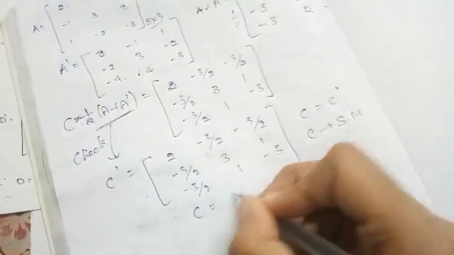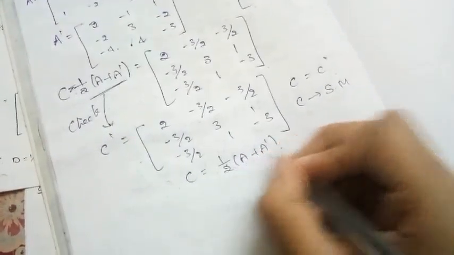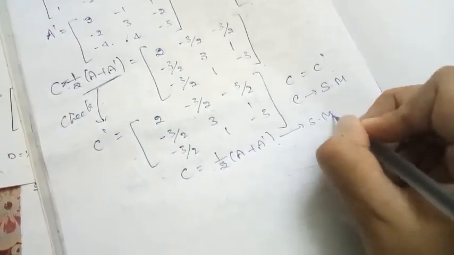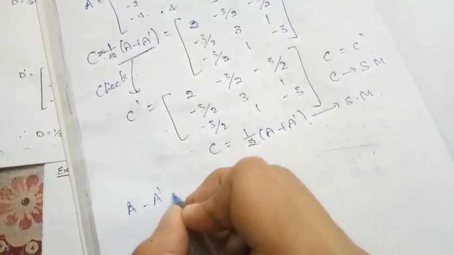So what is our matrix C? It is half of A plus A transpose. Now this matrix is our symmetric matrix. Now similarly I am going with A minus A transpose.